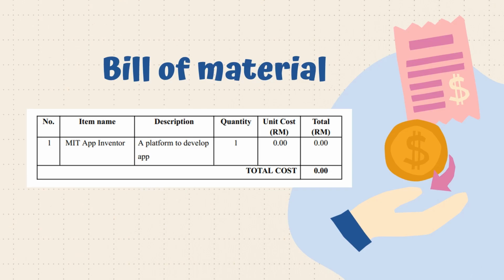For bill of material, item name: MIT App Inventor, a platform to develop an app, quantity 1, so total cost is 0.006.